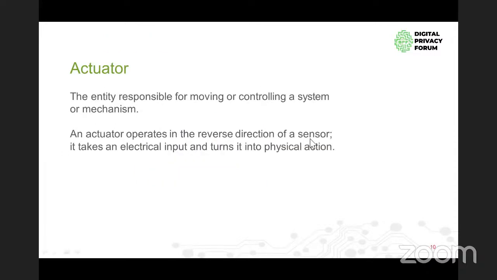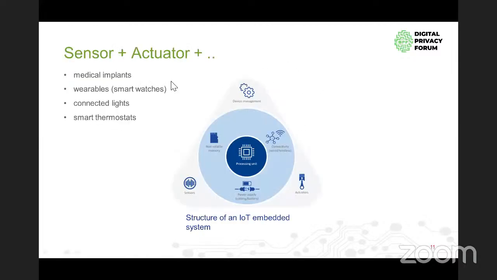So actuator is the entity which is responsible for moving or controlling a system or mechanism. So most of the time, the actuator operates in a reverse direction of a sensor, because it takes an electrical input and turns it into a physical action. So it takes signals like close, open, reduce. So all these are coming from actuators. So it takes a physical action based on that. So sensor and actuators together, it forms a structure of an IoT embedded system.